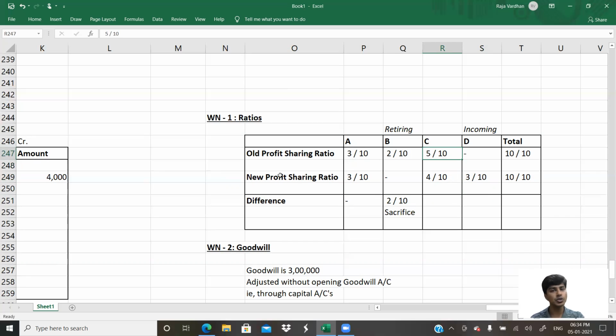See, C used to get 5 by 10 previously. Now he's getting 4 by 10. So what is happening? He is also sacrificing. How much? 1 by 10. He used to get 5 parts, now he's getting only 4 parts. So he's also sacrificing 1 by 10, and his share in the future profits will come down. So it should be compensated by the partner who is gaining. Who's gaining? D was not getting anything previously, but D is now getting 3 by 10. So D is the gaining partner. 3 by 10 is the gain.